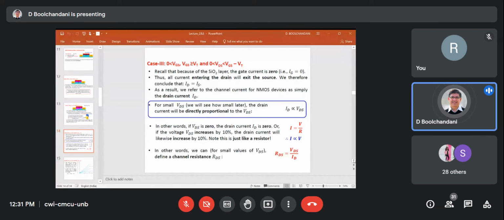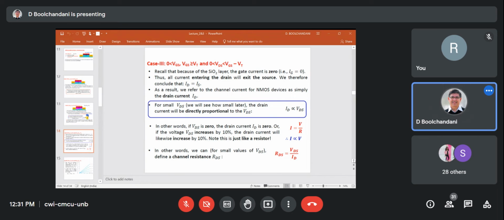And we say that because of the SiO2 layer at the gate region, the gate current is zero. Thus, all the current entering the drain will exit from the source. And we conclude that drain current is equivalent to source current. And as a result, the channel current for the NMOS device is simply referred to as the drain current.